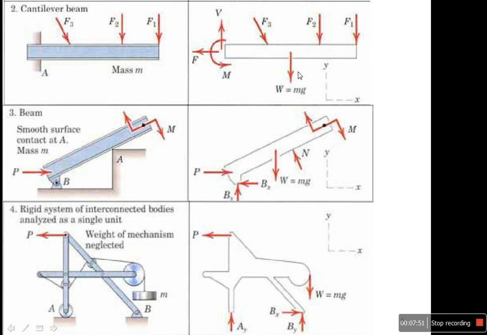The weight must be in the middle of the body, and this is the x and y. Now you can see I have all the external forces besides the fixed or built-in beam. So I need to put two forces, one in the direction of x, one in the direction of y, and a moment or couple. Beam with a smooth surface, contact at a smooth surface, and there is a mass.